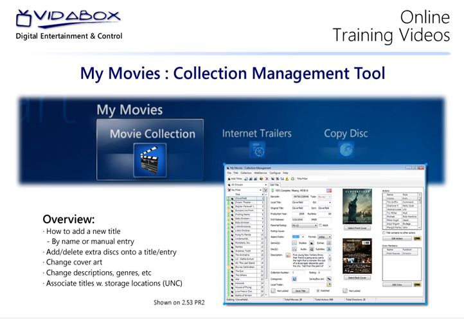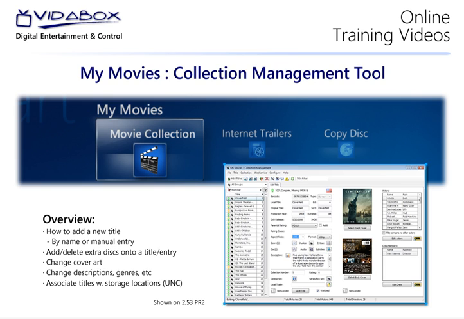In this video we'll go over how we can add a new title by name or manually entering the information. We'll show you how you can add or delete extra discs onto a title or entry. We'll review how the cover art, plot description, and other info about the movie can be customized. Finally, we'll go over how to use the management tool and associate movies to UNC storage paths.